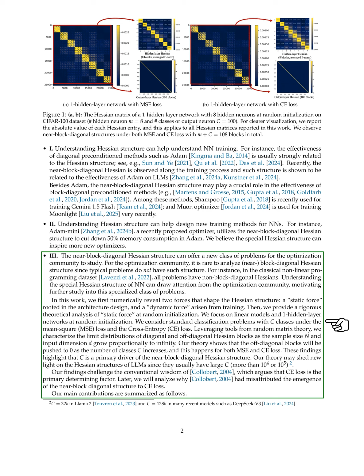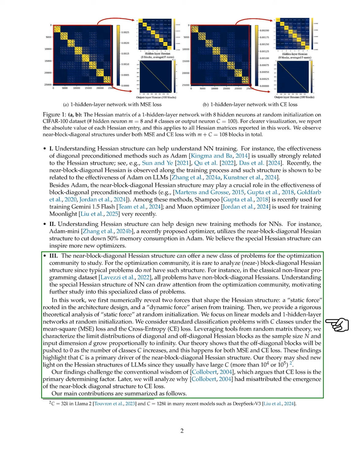In our work, we numerically identify 2 forces that shape the Hessian structure: a static force from the architecture design and a dynamic force from the training process. We provide a rigorous theoretical analysis of the static force at random initialization, focusing on linear models and one-hidden layer networks. We examine standard classification problems with a specific number of classes under mean square and cross-entropy losses.